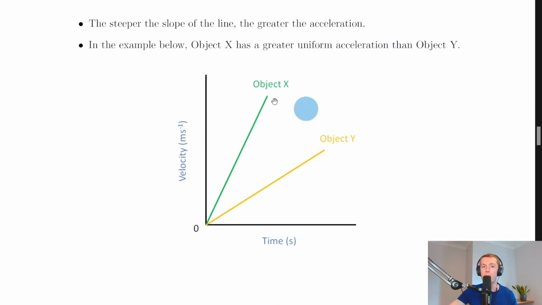So in the example below, object X has a greater uniform acceleration than object Y, and that's because object X is steeper than object Y, i.e. X has a more positive gradient than Y, so it's going to have a greater acceleration. So both still show constant or uniform accelerations, but it's just that X has a greater value of acceleration than Y. Again, I'm just going to show you a quick simulation using the tracker software.